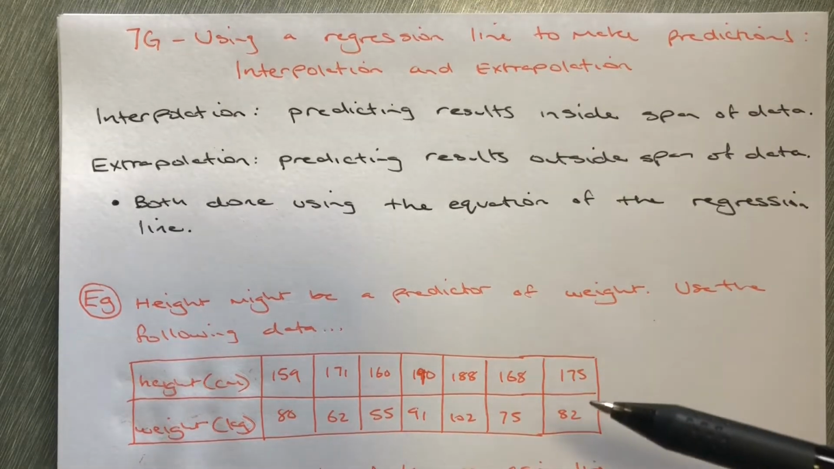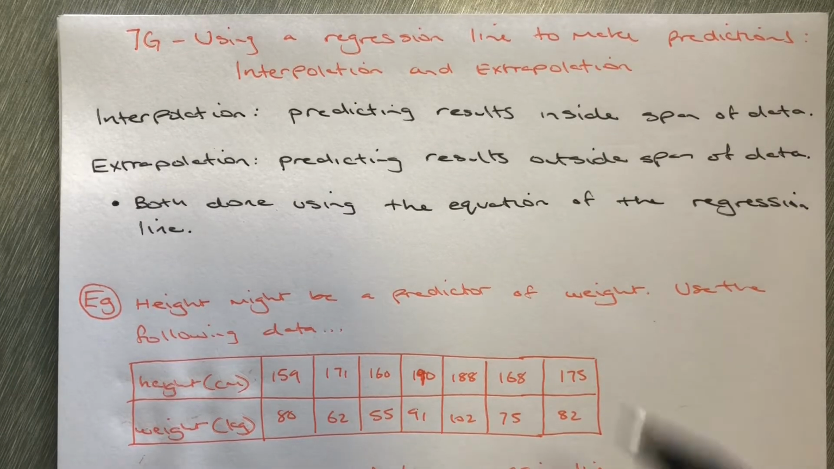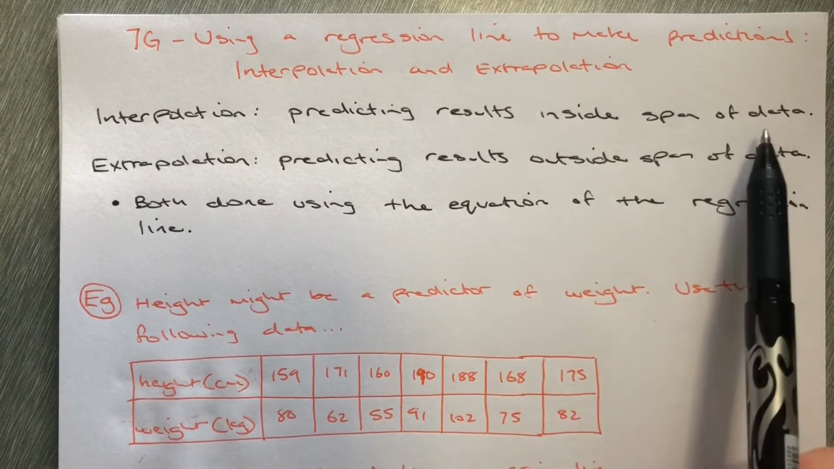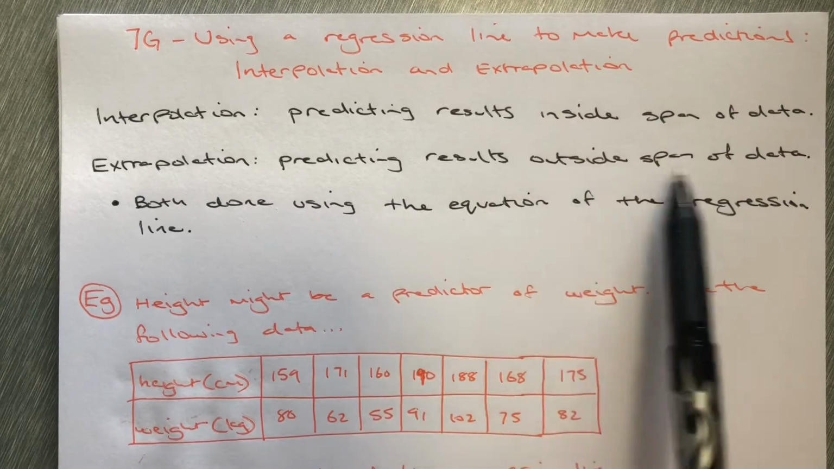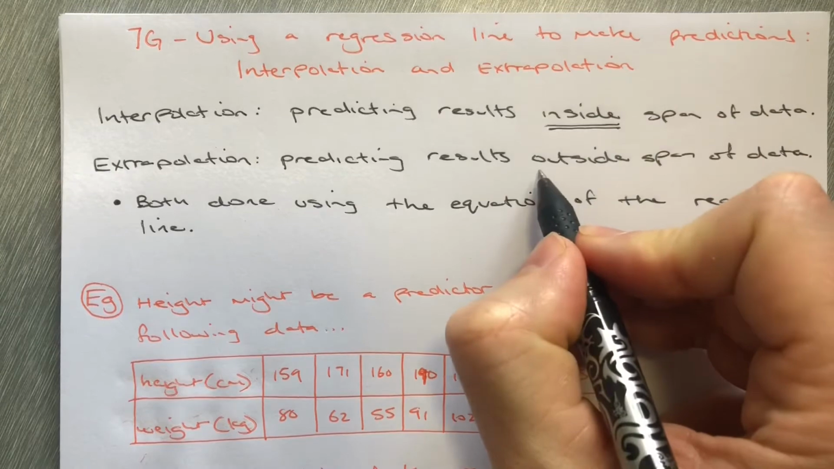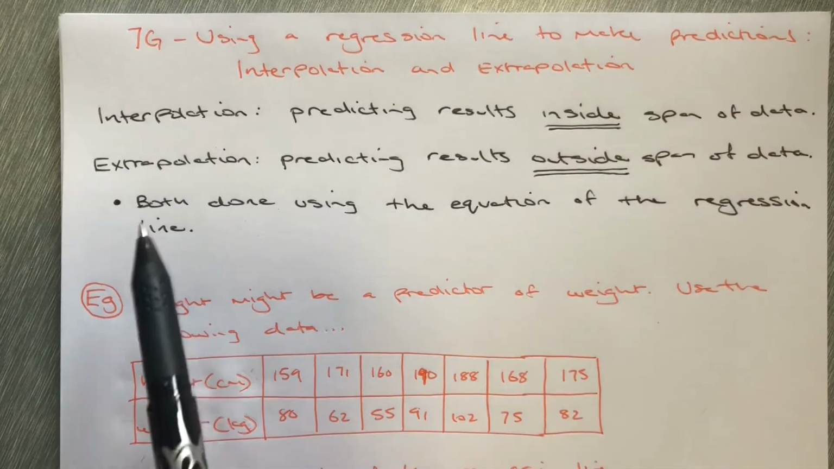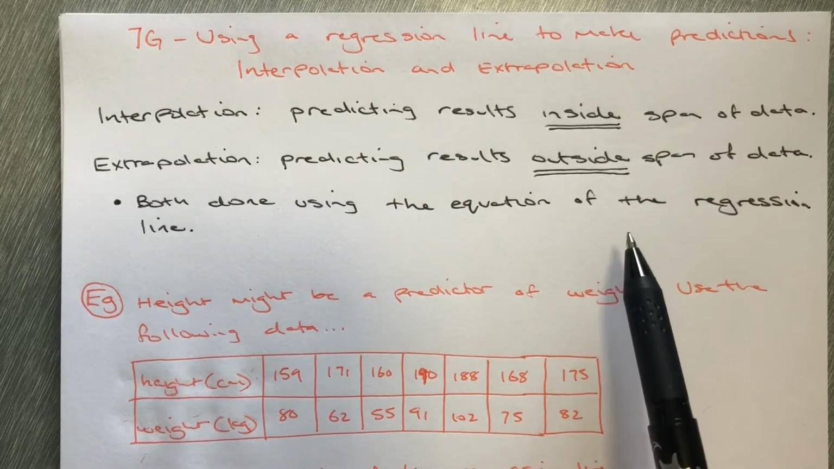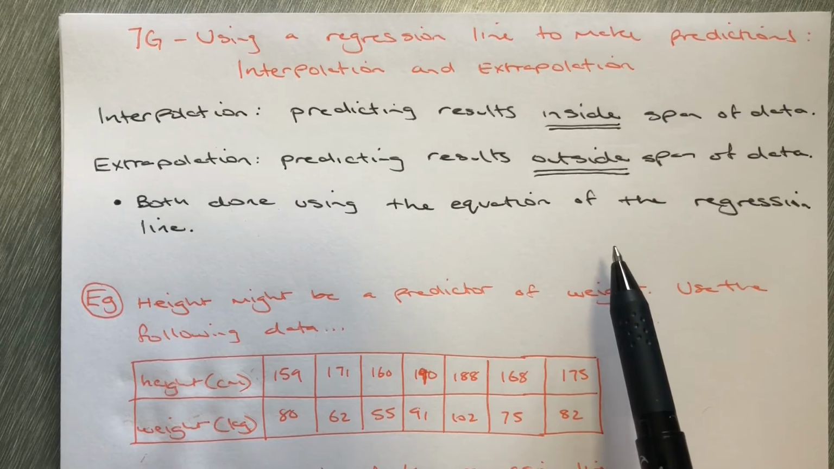But let's first actually have a look at what interpolation and extrapolation actually mean. So interpolation is predicting results inside a span of data, and extrapolation is pretty similar, except predicting results outside a span of data. So that's the difference between them. Interpolation's inside the span, extrapolation is outside the span. And we do that by using the equation of the regression line. So that's why we need to know how to use our CAS to work out that equation.